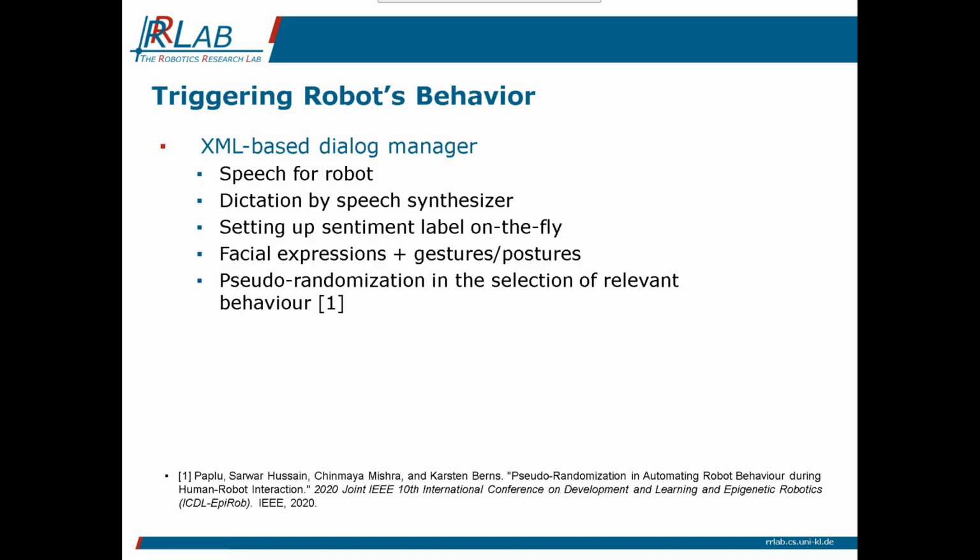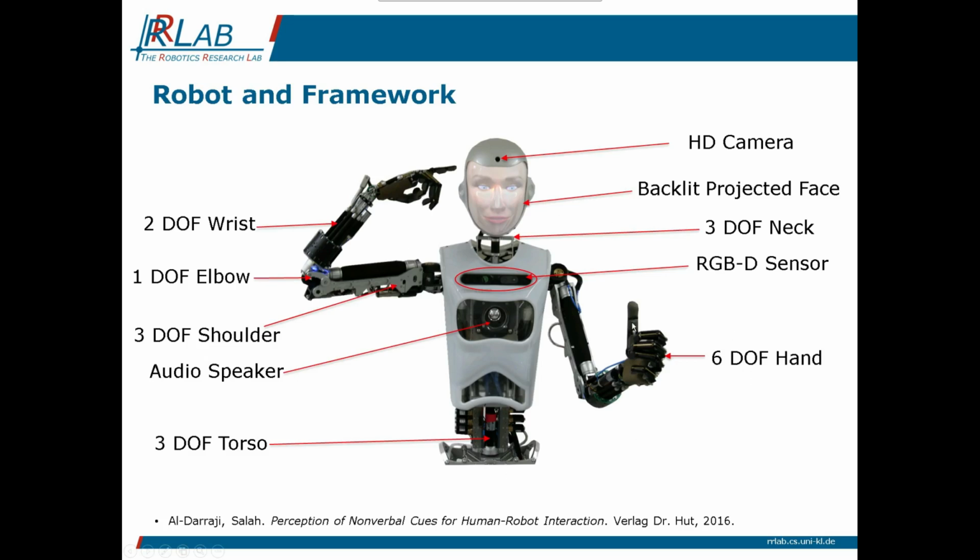So the question is how we can generate the robot's behavior out of the proposed system. We used an XML-based dialog manager that configures the speech for the robot that is coming out of the chatbot, and then the output of the chatbot is dictated by the robot with the help of a speech synthesizer called Acapela. Then we also set the sentiment level on the fly, and these sentiment levels trigger facial expressions as well as corresponding gestures or postures from the robot. We utilized a pseudo randomization technique in the selection of relevant behavior. Here, by the word behavior, I mean the speech of the robot, the facial expressions, as well as gestures and postures for the robot.